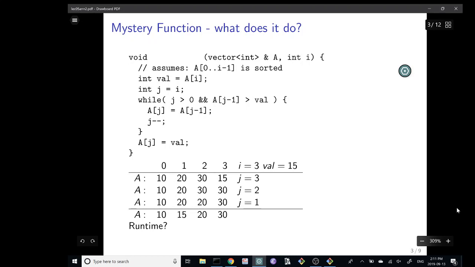Now we have another mystery function. Another mystery function. Looks just like the other mystery function.